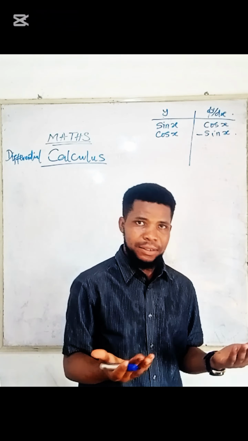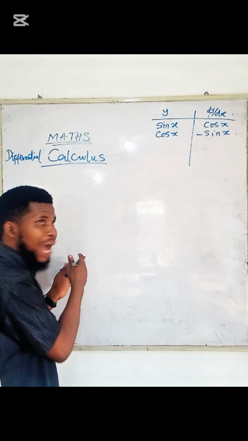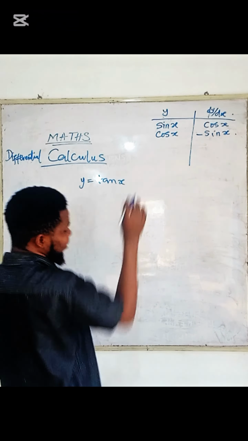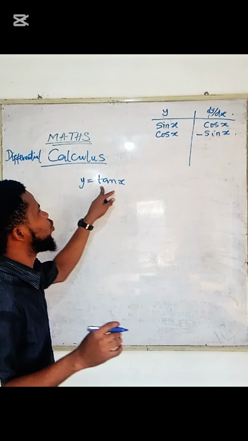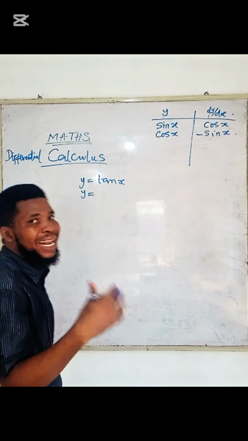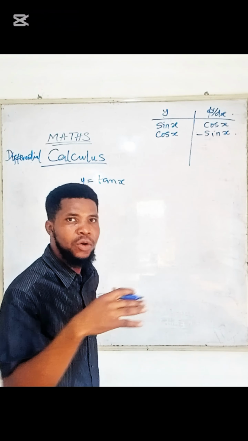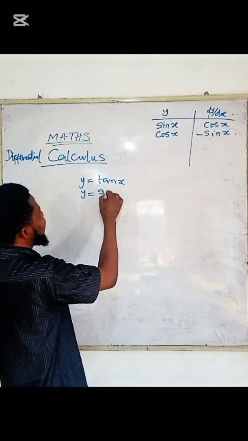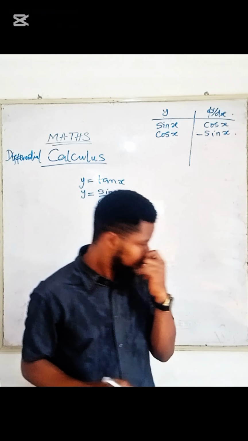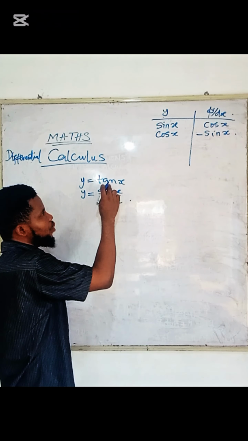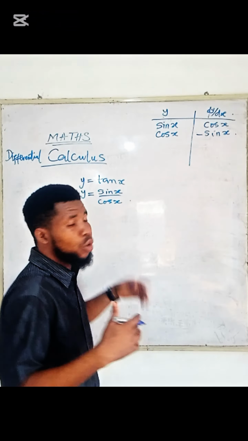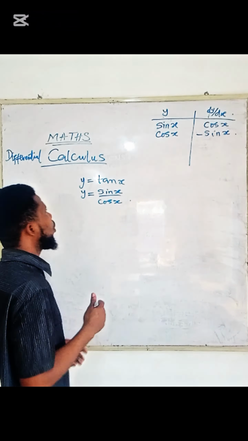Now, what of tan? Let's do tan together, let's derive tan. So we have y equal to tan s. This is a heart to heart class. Now, y equal to tan s, the trigonometric function, is sine over cos. So this is sine s over cos s, right? So it means that you want to differentiate a quotient, and you use the quotient rule again. So, what is the quotient rule?